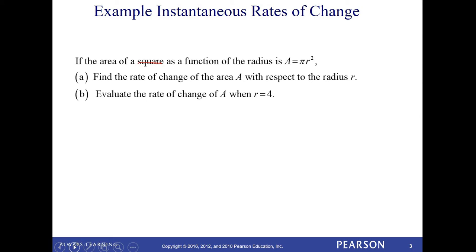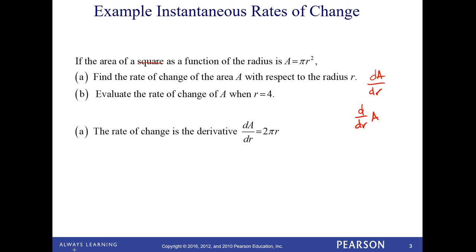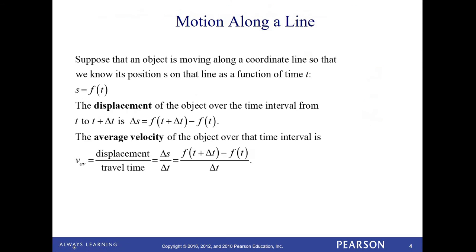Okay, so finding the rate of change of the area with respect to r, that's dA/dr, or d/dr with respect to A. So the rate of change is the derivative, dA/dr, which is 2 pi r using our power rule. And then evaluating that when r equals 4, we get 8 pi. Pretty simple problem for rate of change.